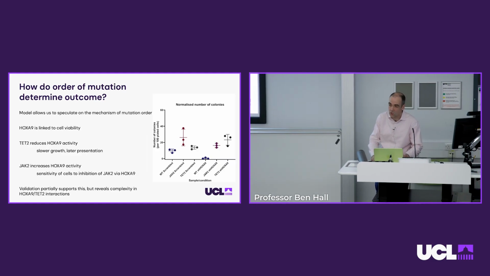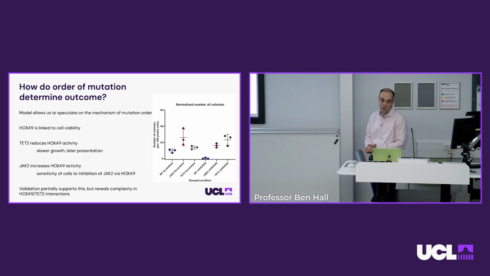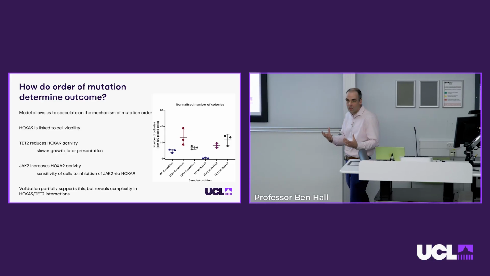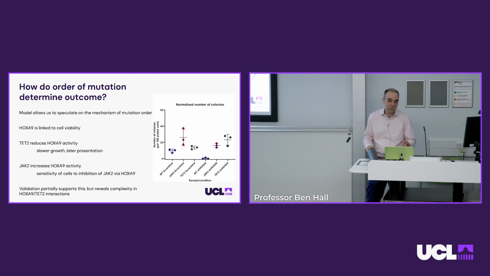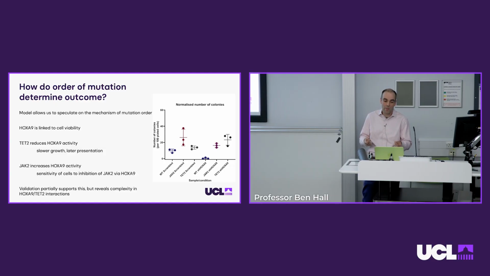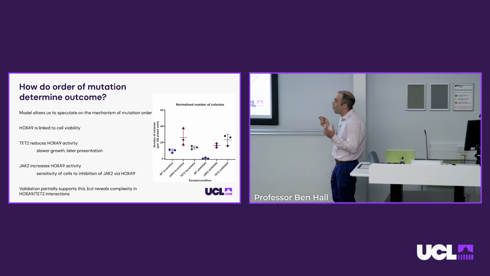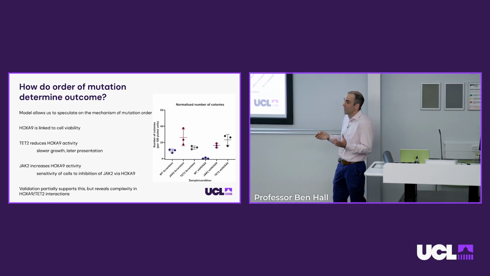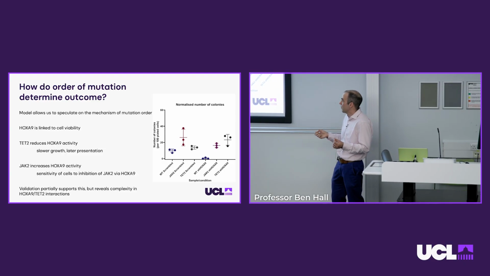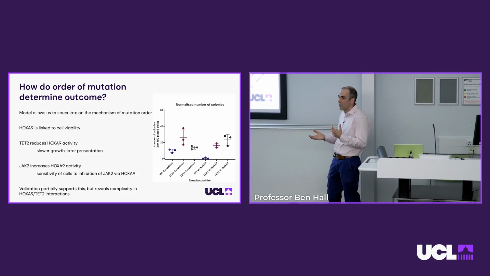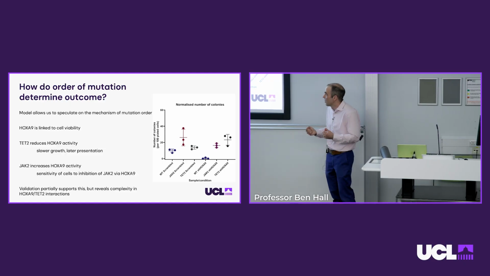So what does this teach us? What does it mechanistically teach us about the order of mutation? Well, having built the model, having seen how the model works, this gives us the opportunity to speculate on the mechanism of mutation order. Homeobox-A9 is a well-understood gene in blood. It's linked to cell viability. And we might be able to understand that viability and that relationship to the clinical presentation.